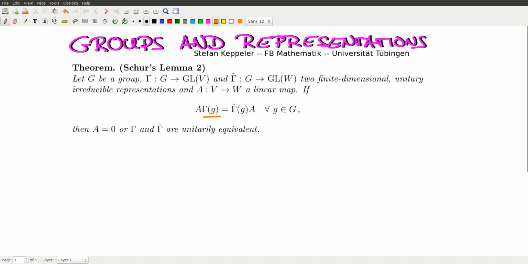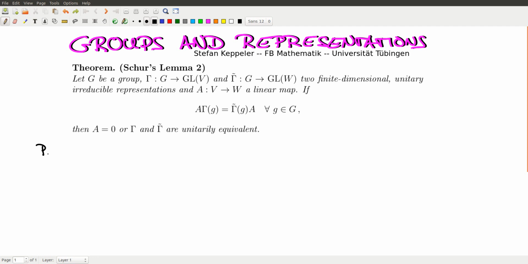We can either first apply one of the representations and then map from V to W, or first map from V to W and then apply the representation on W, and we end up in the same place. So if we have that, then either this A is 0, that's the trivial way in which we can always satisfy this equation, or the interesting case, if this A is not 0, then the two irreps are unitarily equivalent.